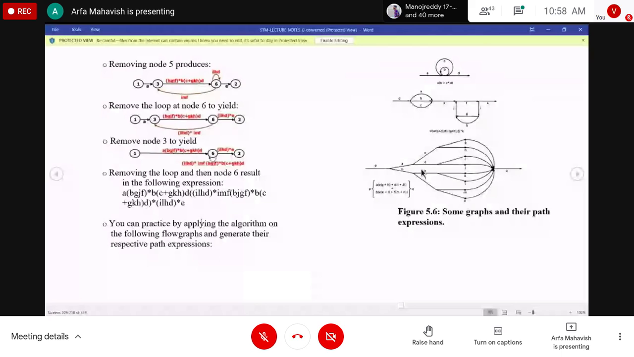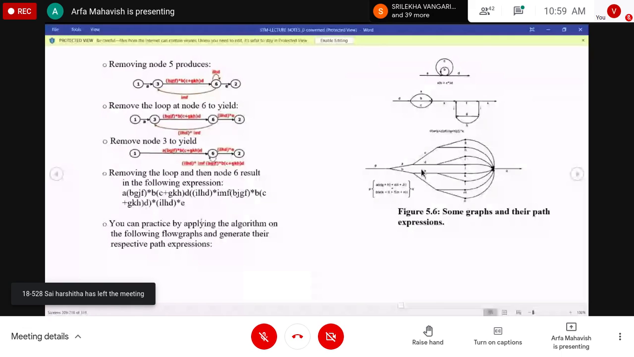So how are we removing the links? If you have cross terms, this is the expression we get. We are doing multiplication, addition, or the self loop. So these are the steps, guys. You have to follow the steps for removing the nodes. You have to do the path expression of your diagram.